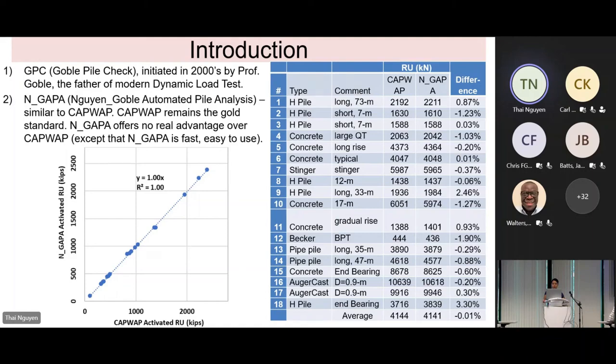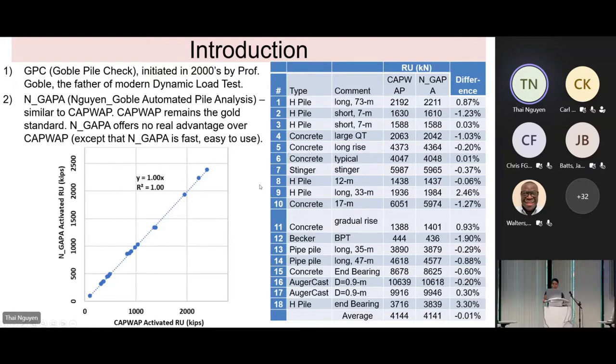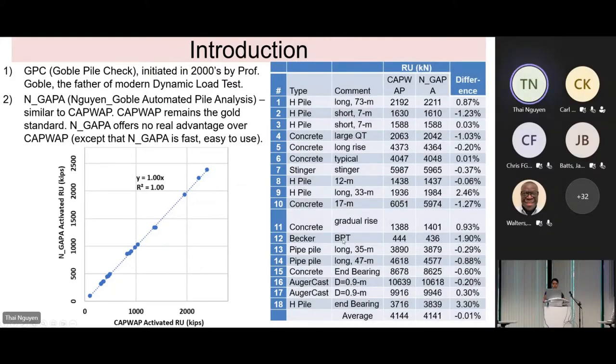Except that the NGAPA is fast and easy to use. In this correlation here, the correlation is about 1-to-1. We did all different types of pile: H pile, concrete pile, stinger pile, Baker BPT, which is a kind of soil investigation tool, or the gas pile.